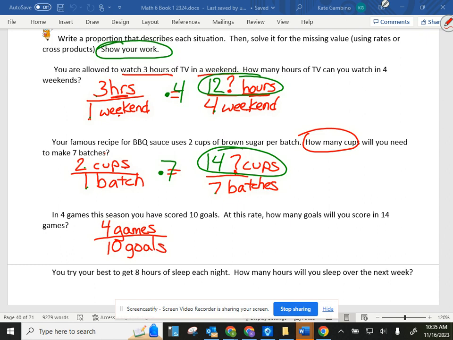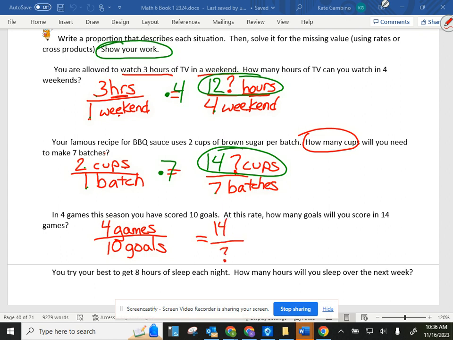So think about how it works when we go down to that unit rate. Would I go down to 1 goal in how many games, or would I go down to how many goals in 1 game? You can set it up this way, or you could flip it and say 10 goals per 4 games. But this way works too. So 4 games to 10 goals. And then you get to the equal sign. And then you put 14 on the top, and then a question mark on the bottom.